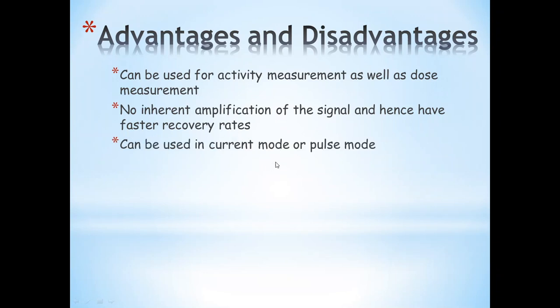It can be used in current mode or pulse mode. This is about the signal we talked about when we discussed the construction of the ionization chamber. It can be used in both current mode or pulse mode. Means the signal produced can be in the form of a continuous current or in the form of a pulse. So that's all about the ionization chamber.